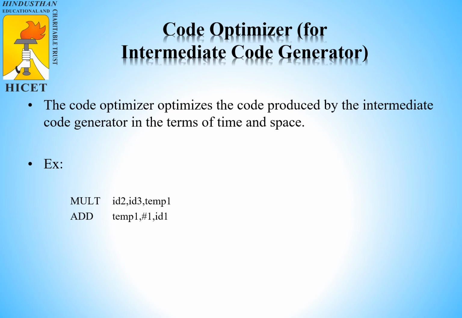Code optimizer, a second part of the synthesis part. This optimizes the code which is produced by the intermediate code generator in terms of time as well as space. For example, in the previous slide, we have 3 lines of code for the same statement, whereas this can be reduced in terms of both time as well as space by using optimization techniques. So here we'll have only 2 statements, one for a multiplication and another one for an addition.